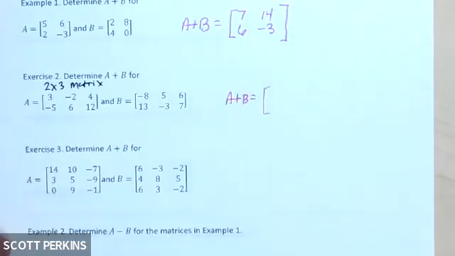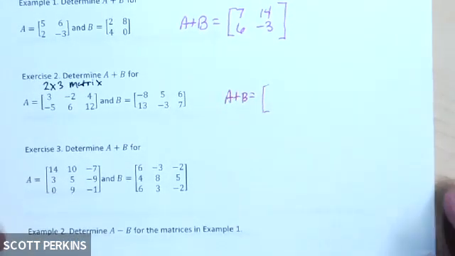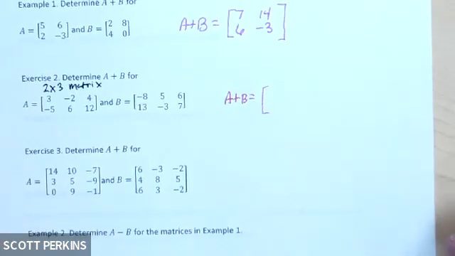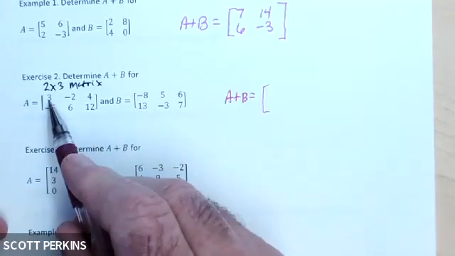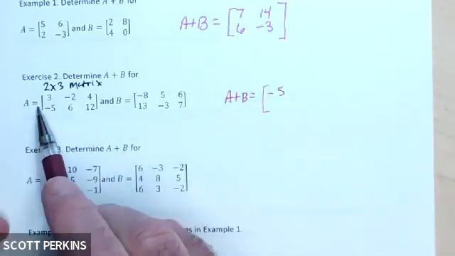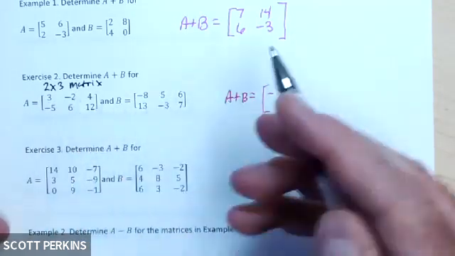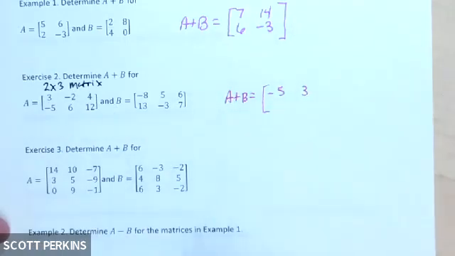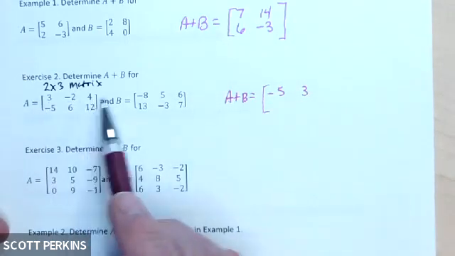Okay, so for this one, A plus B, again, if you're still working, keep working. I'm not trying to rush you. I'm just trying to make sure I'm splitting the difference here. I'm just going to add the corresponding positions. So row 1, column 1, 3 plus -8 is -5. Row 1, column 2, -2 plus 5 is 3. And then row 1, column 3, 4 plus 6 is 10.